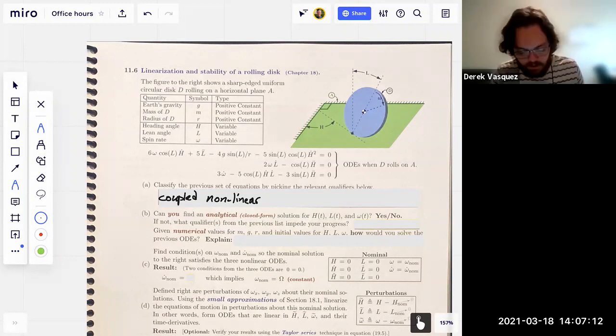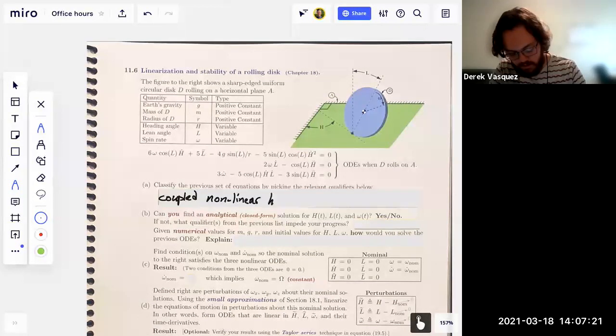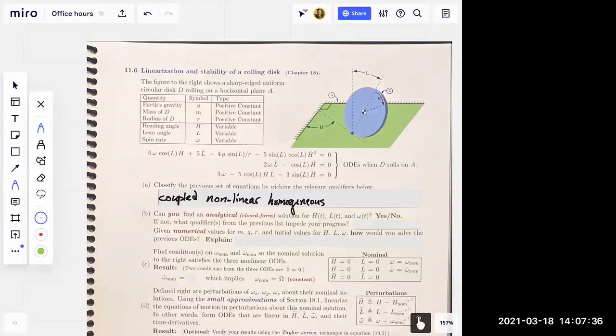Is it homogeneous or inhomogeneous? Homogeneous. It is homogeneous. That's right. Is it constant coefficient or variable coefficient? Variable.